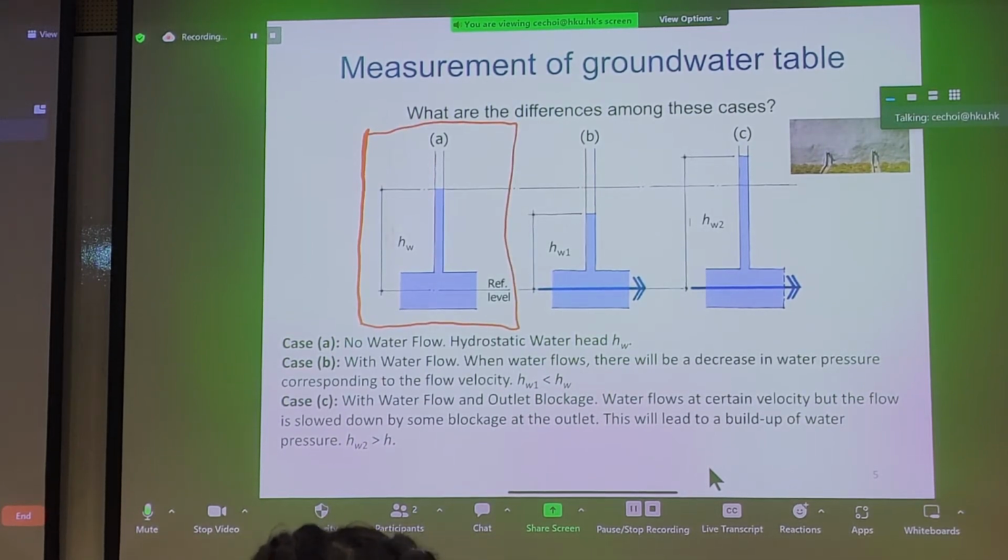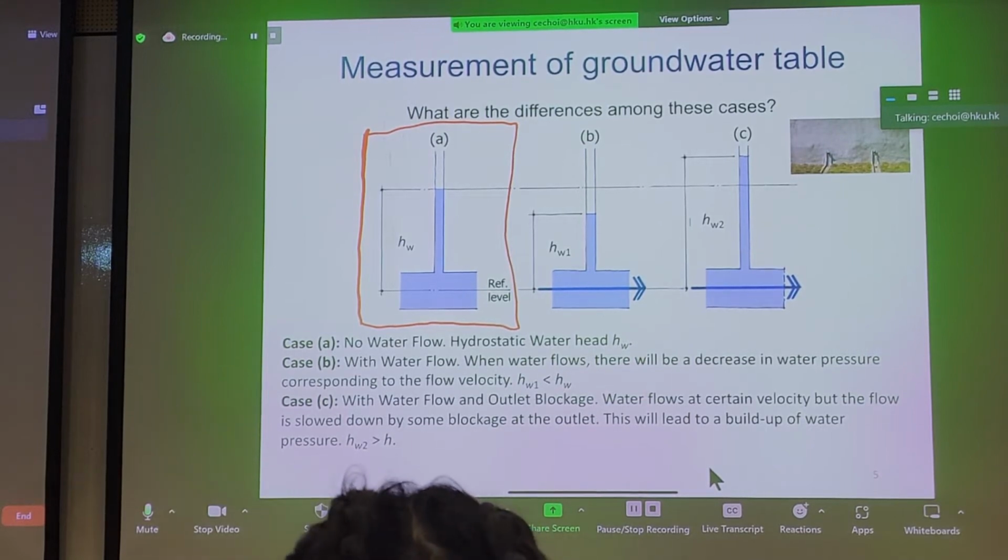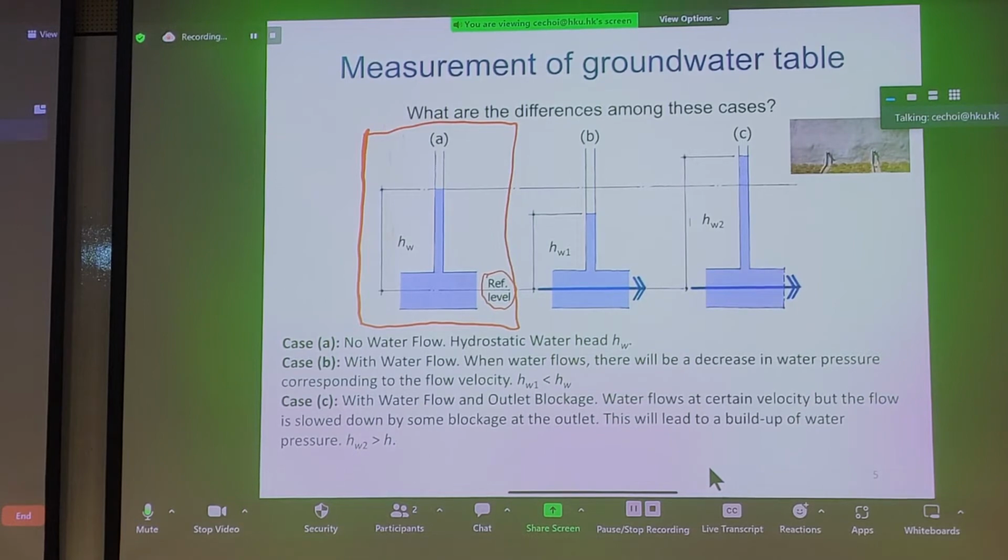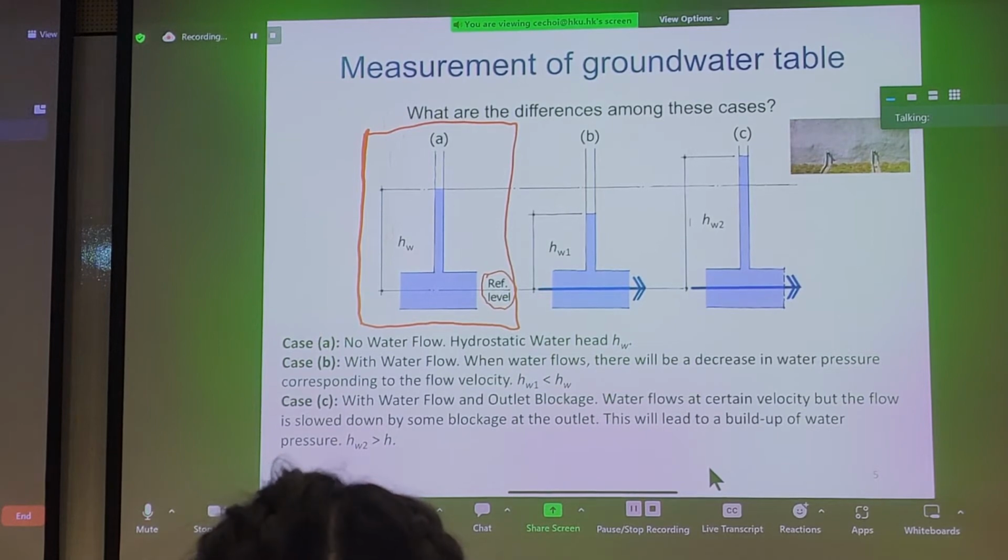If you remember from Bernoulli's equation, we have elevation head, and with elevation head, you need some sort of datum, a reference level. This can be arbitrary, right? Because it's all relative to each other. In this case, our datum, our reference level, is just located at the base of this piezometer, or instrument. So for case A, if you have no flow in the ground, your standpipe and your piezometer should, in principle, give you the same elevation, right?